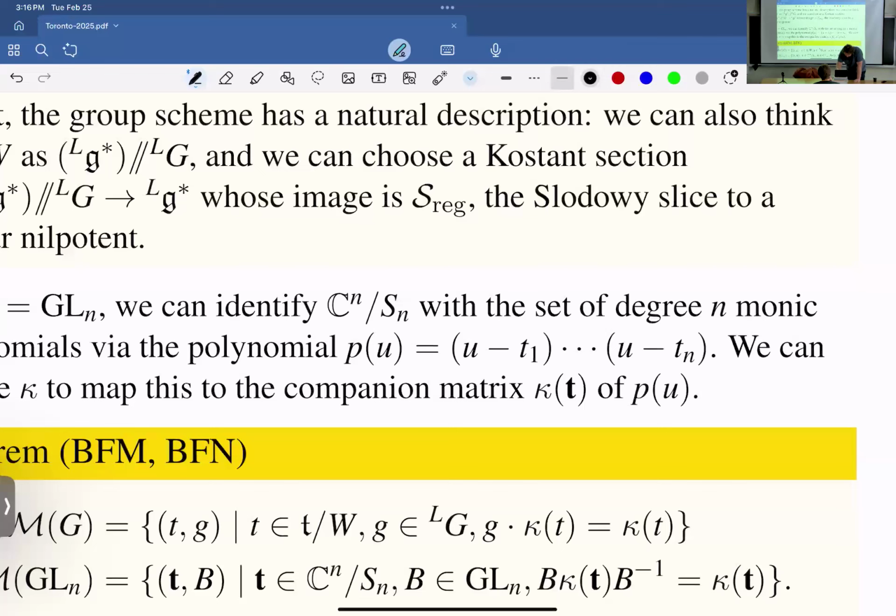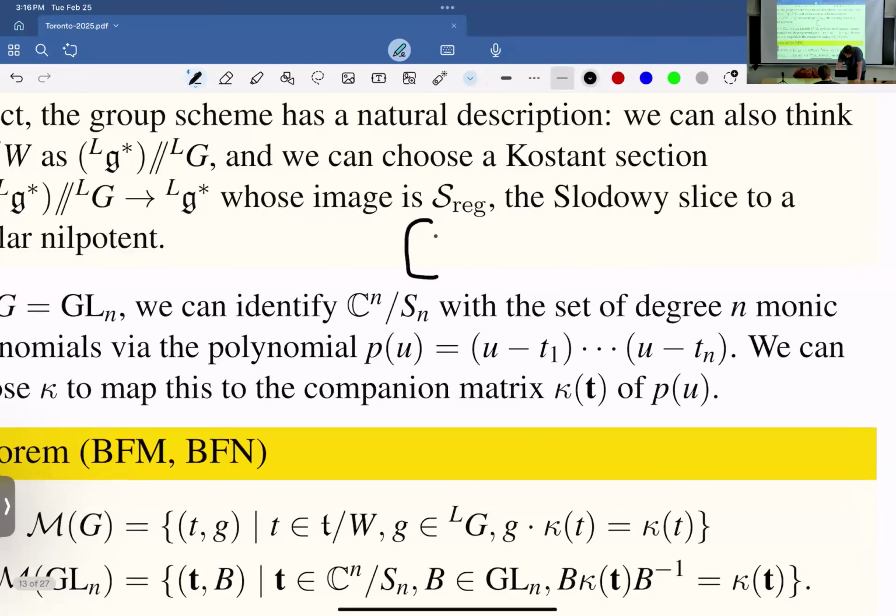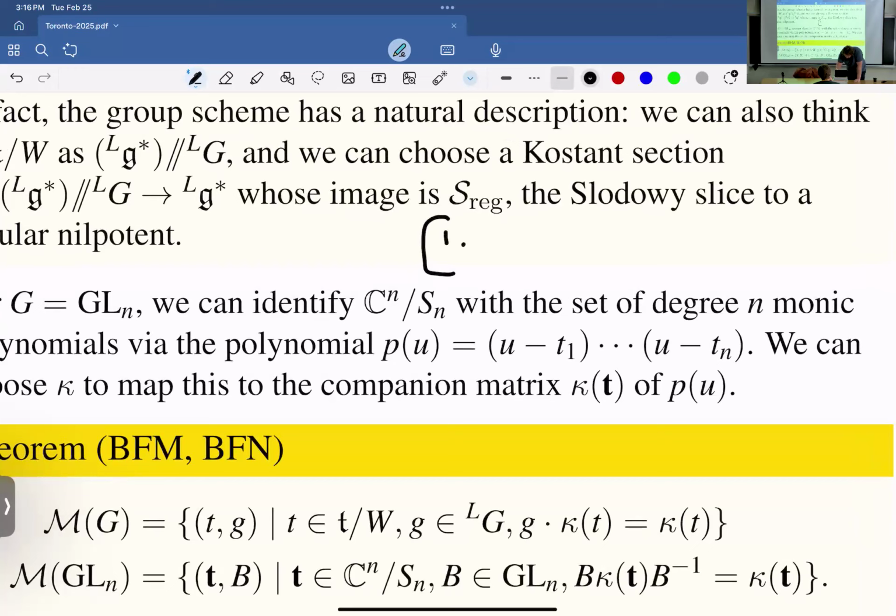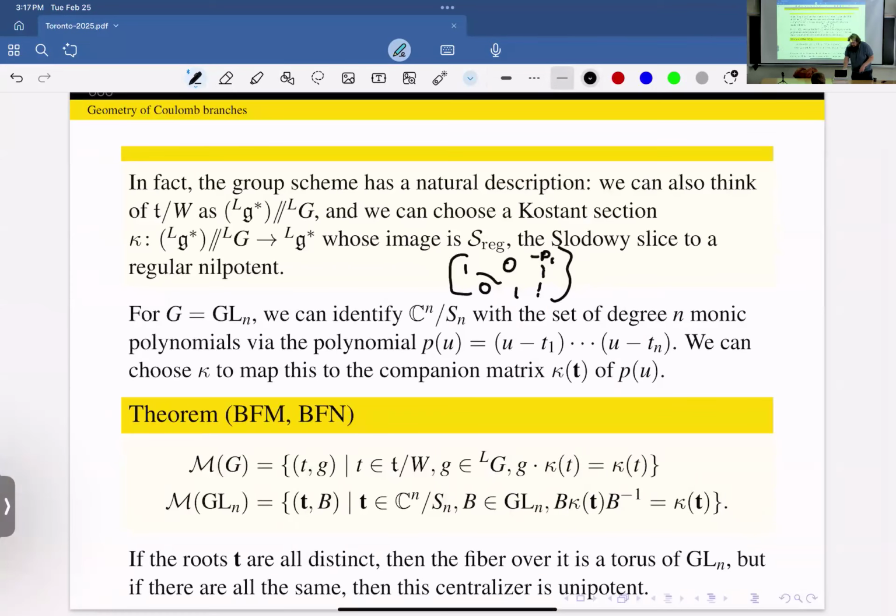in which case what's happening is this usual construction of a matrix with a fixed minimal polynomial, right? So I can put zeros on the diagonal, ones on the row below the diagonal, and then the coefficients of my polynomial in the last column. That's the constant section in the case of GLN. So it always constructs a matrix whose minimal polynomial and characteristic polynomial is the polynomial that comes from this last column.